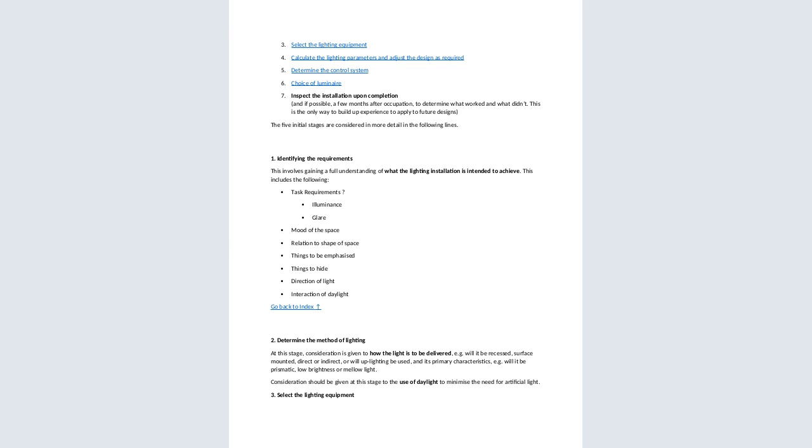And at this stage, consideration is given to how the light is delivered, e.g., will it be recessed, surface mounted, direct or indirect, or will uplighting be used. So in this, primary characteristics will be prismatic.